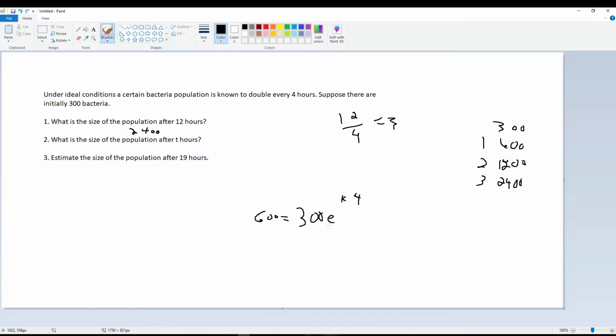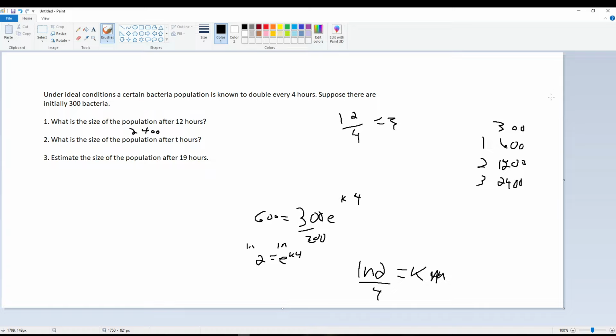We're going to solve for k real quick. So divide by 300. Now you have 2 equals e to the 4k. Do a natural log to get rid of the e. So ln 2 equals 4k. Divide by 4, and now you're going to have k.